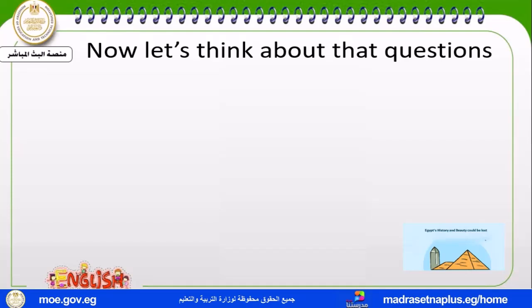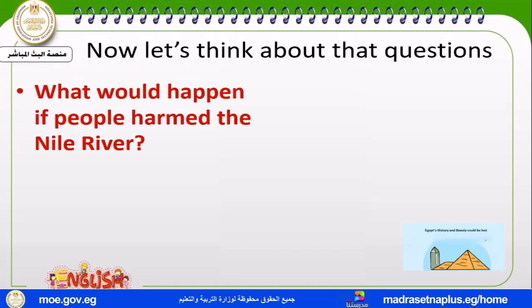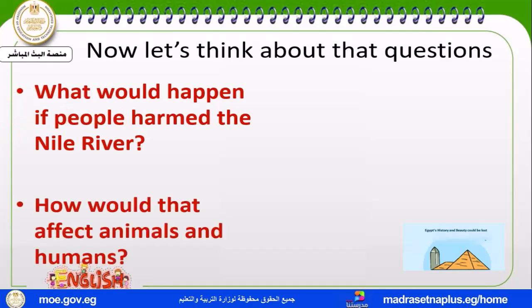Also, we have some questions related to life in the Nile River to think about. Number 1, what would happen if people harm the River Nile? We learned that people throw rubbish and waste in the Nile, and small fish find it hard to live there. If fish find it difficult to live there, what about us as humans? Something else? How would that affect animals and humans? Throwing rubbish and waste, is it useful or harmful?